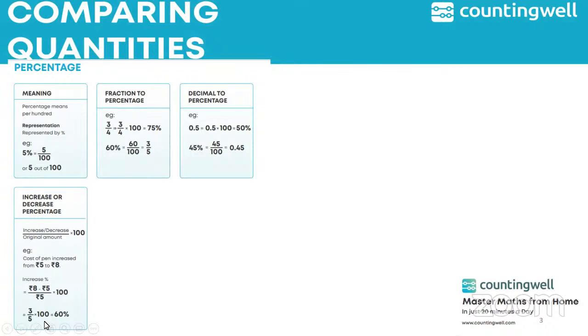Let us see what is a percentage. A percentage means per 100. The name itself says it is percentage. So the representation is by the symbol shown here. So 5% is nothing but 5 upon 100 or 5 out of 100.